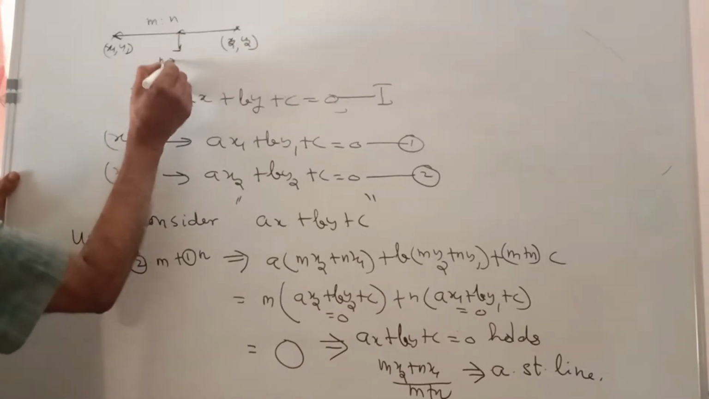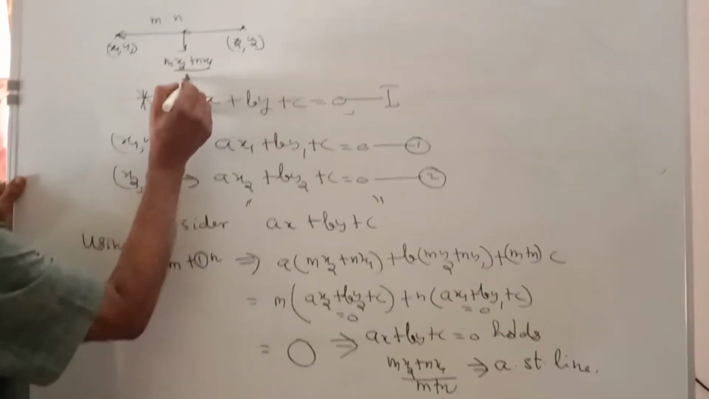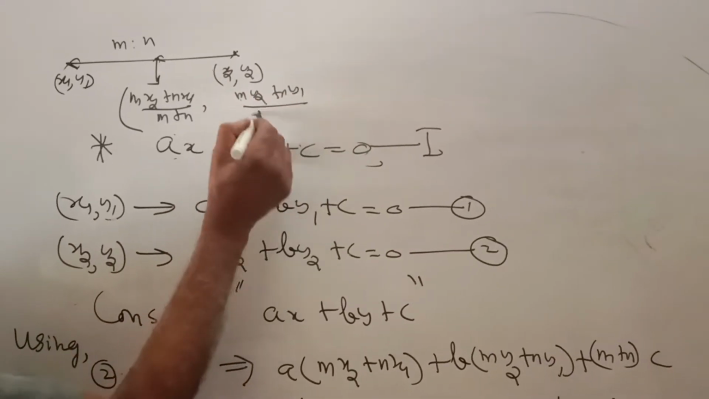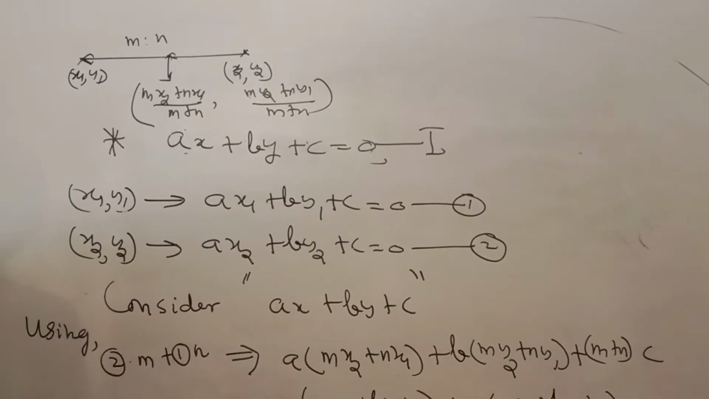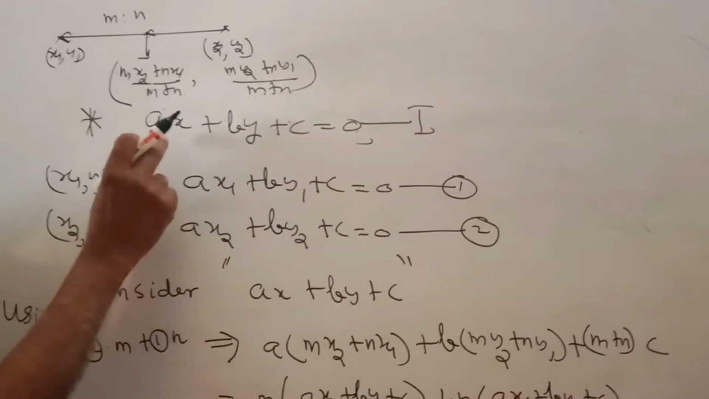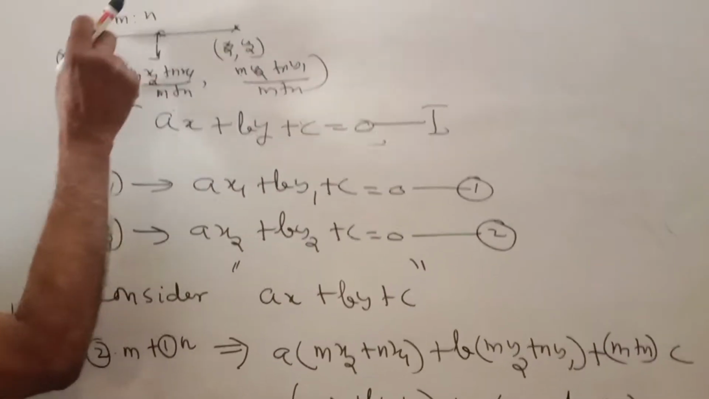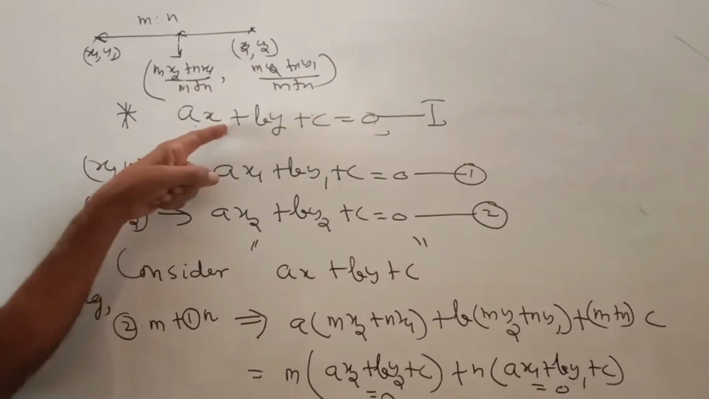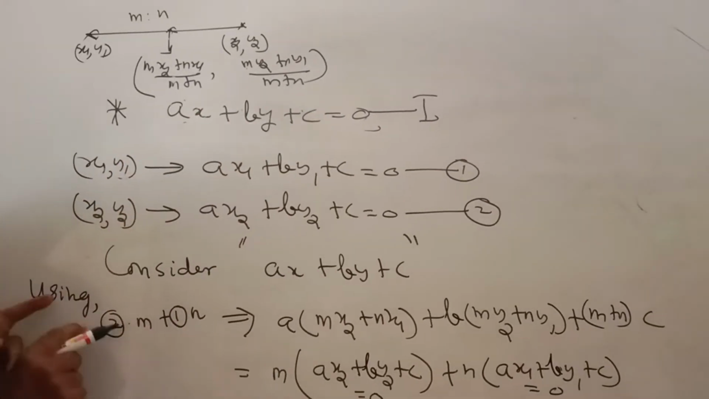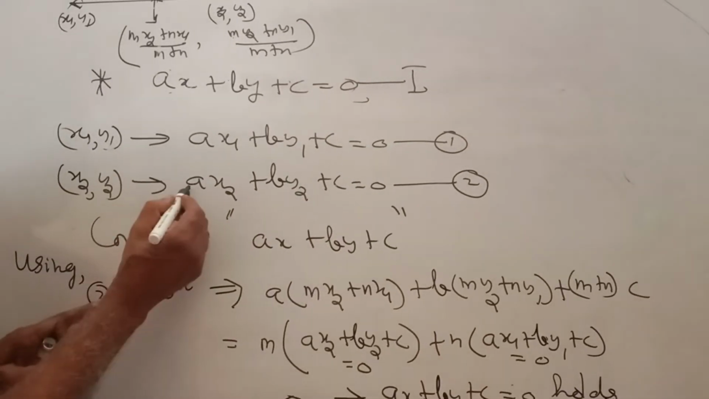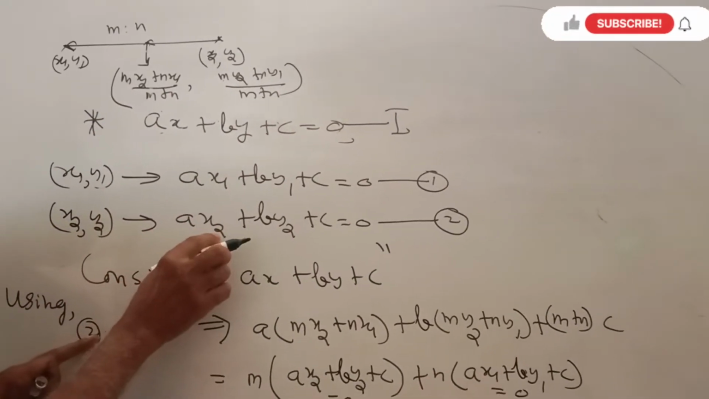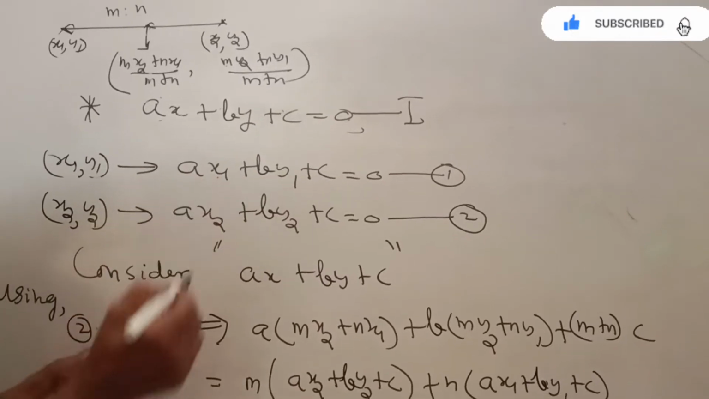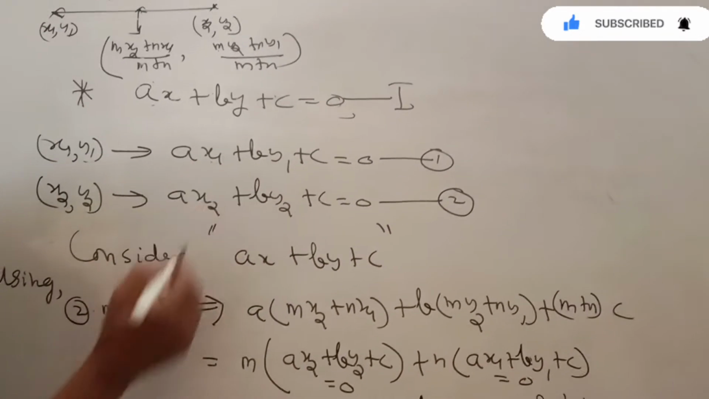This division point is ((mx2 plus nx1) by (m plus n), (my2 plus ny1) by (m plus n)). And if this division point lies on this join for all values, then this is a straight line. Now we see (x1, y1) lies on this, we assume. (x2, y2) lies on this, we assume. And we consider equation number 2 multiplied by m, because we require mx2, and equation number 1 multiplied by n, because we require nx1. So we multiply equation 2 by m, equation 1 by n, and add.